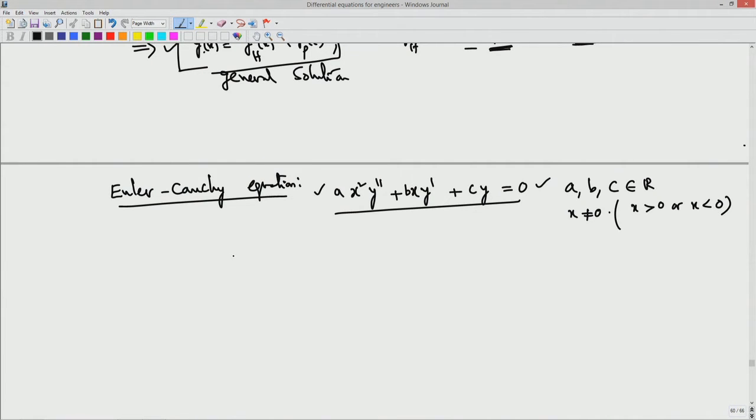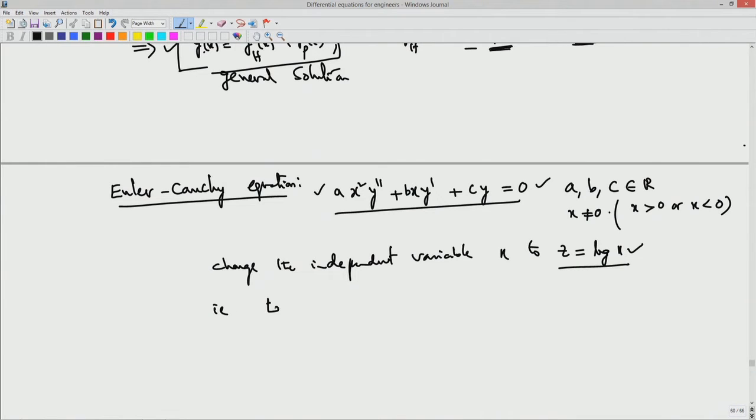So, one simple transformation: I will change the independent variable x into some z. This is the method of changing the independent variable. Change the independent variable x to z, given as log x. This is the transformation, so you choose z equal to log x.